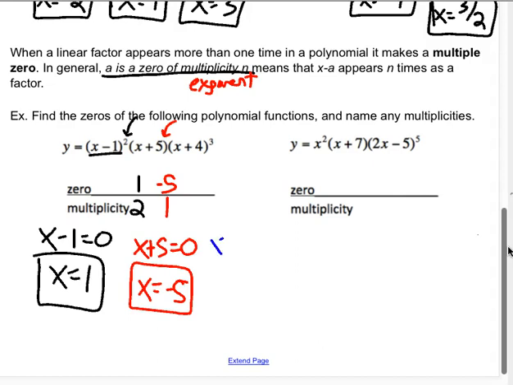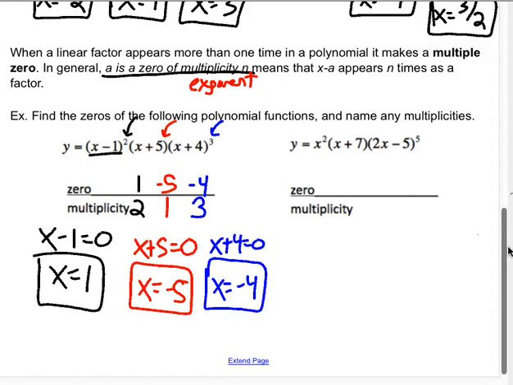Then this last one, that x plus 4 to be 0, well again, that's going to happen when x equals negative 4. And this time, notice that it's being represented 3 times in that expression because of that exponent. So we say that that 0 of negative 4 has a multiplicity of 3.